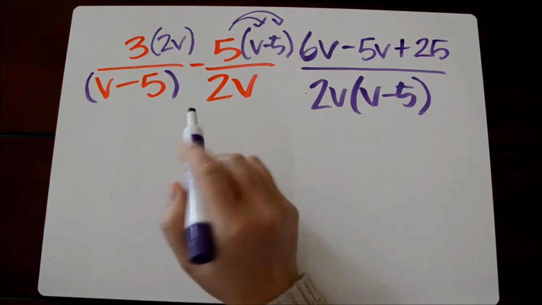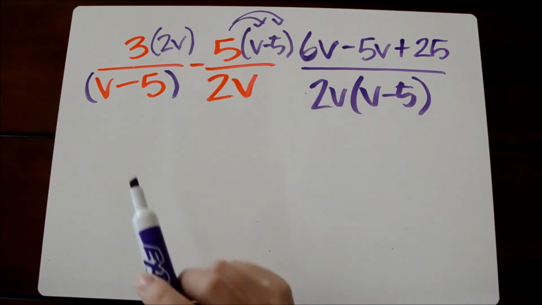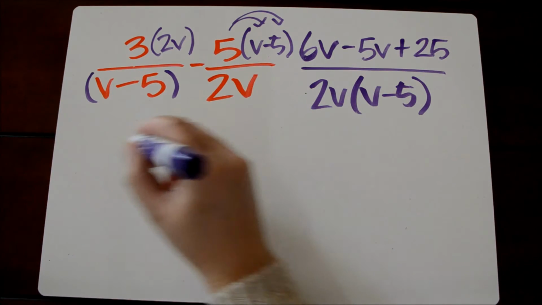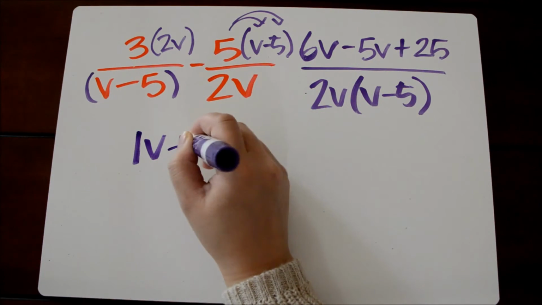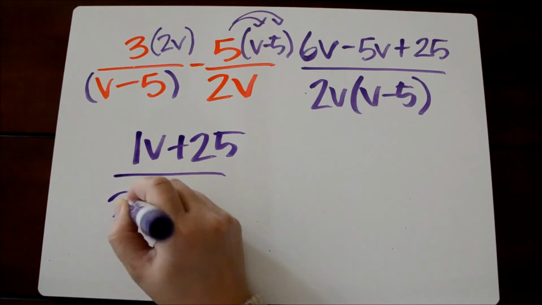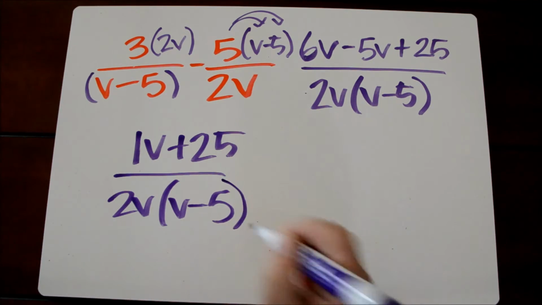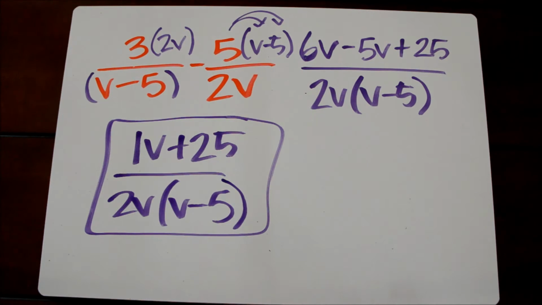A lot of students are going to forget to distribute this negative to the second term. And so please do remember that. Now we're going to combine like terms. 6v minus 5v is 1v, or just v by itself, plus 25 all over 2v times v minus 5. The numerator cannot be factored, and we can't divide anything out. So this is our simplified expression.